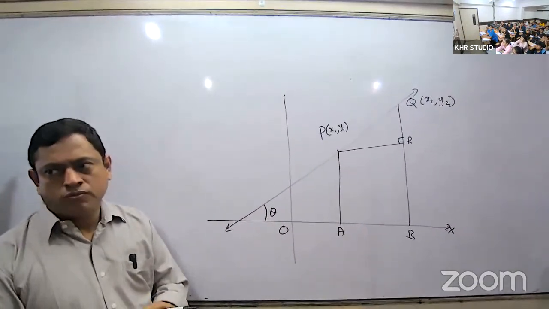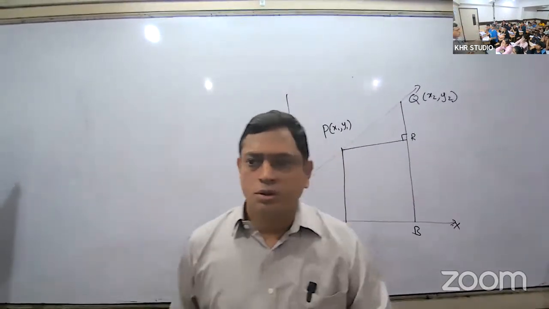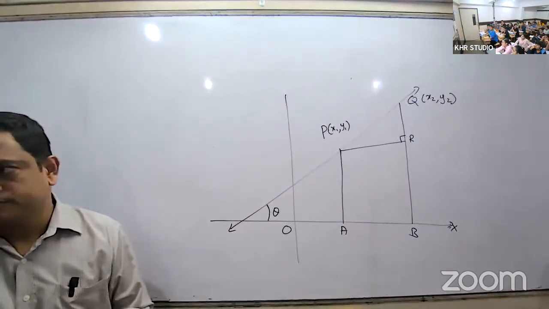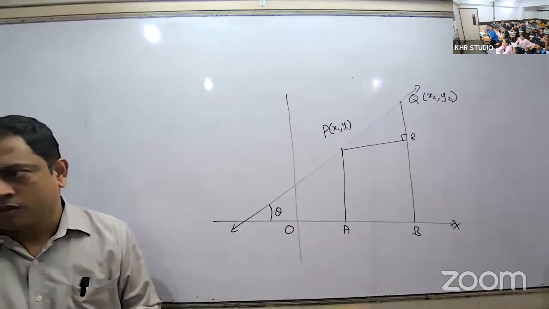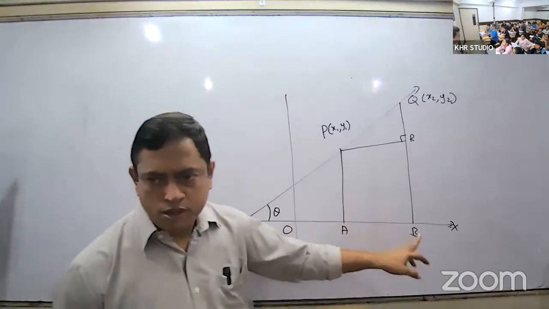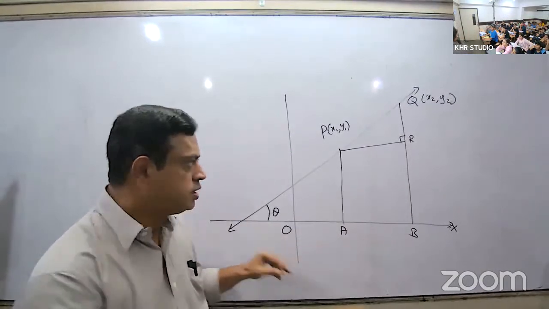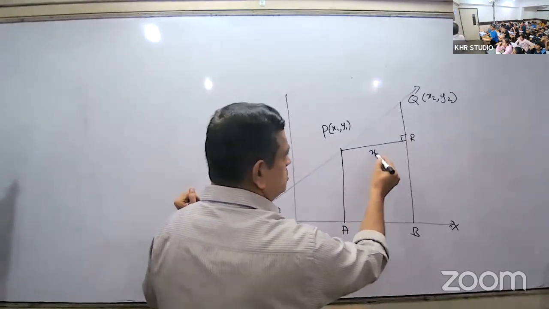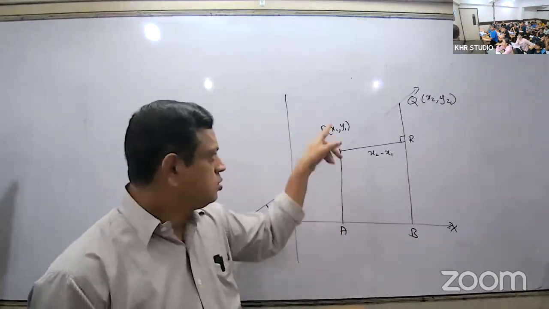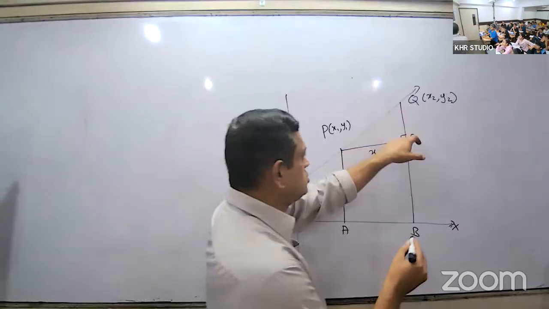Okay now? What is OA? OA is equal to x1. What is OB? x2. What is AB? x2 minus x1. Therefore, this is x2 minus x1. What is AP? y1. What is PQ? y2. Therefore, this is equal to y2.